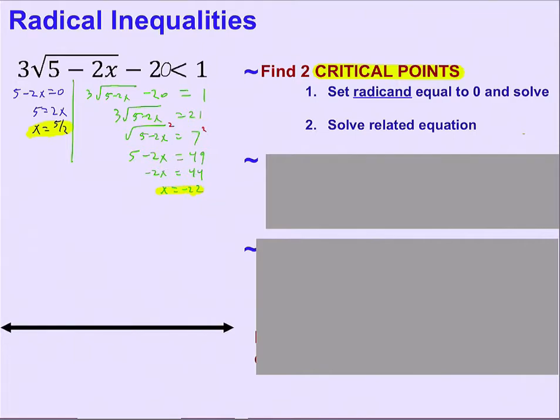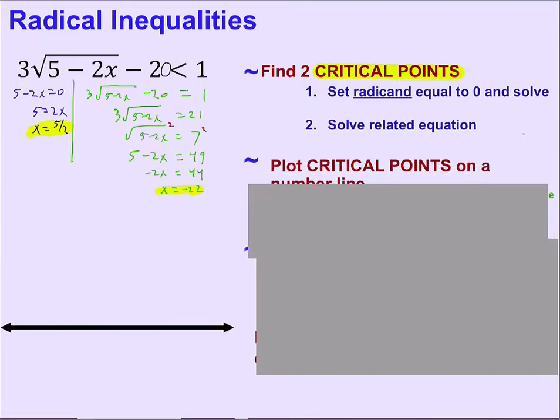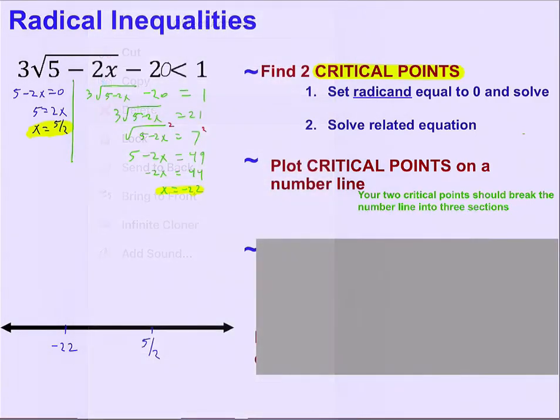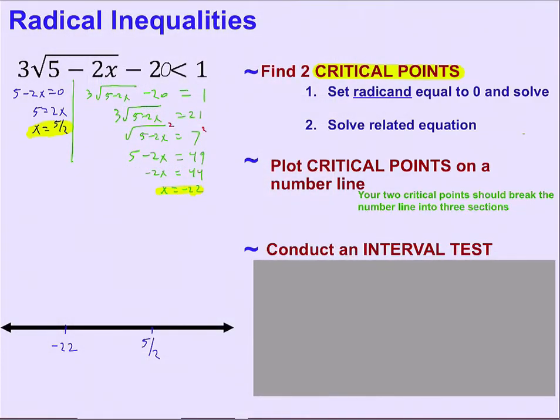It gets a little bit weirder now. What we're going to do with those critical values is put them on a number line. And that will break the number line into 3 sections. Now, if there were more than 2 critical points, then we would have more than 3 sections. If there was only 1 critical point, then we would have only 2 sections. So with our 2 critical points, make sure you put them in order. The spacing in between them does not matter. Just make sure you put them in order. Negative 22 on the left, 5 halves on the right. So we're setting up what's called an interval test. So that's what we're going to do now.